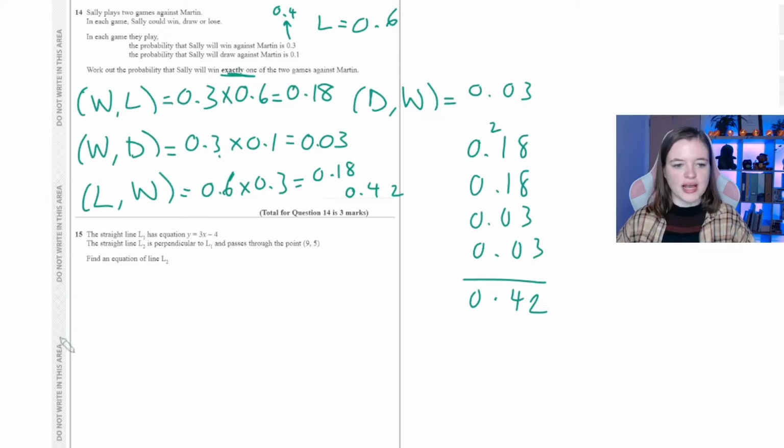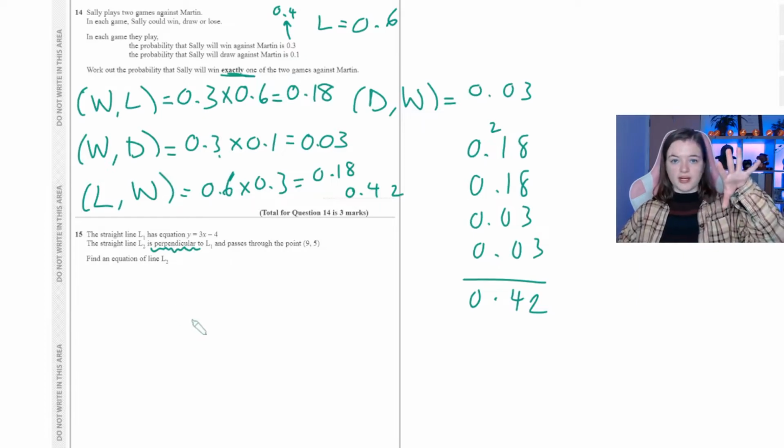Question 15. The straight line L1 has the equation y equals 3x minus 4. The straight line L2 is perpendicular to L1 and passes through the point (9, 5). Find an equation of line L2. Okie dokie then. The key thing to note is that perpendicular lines have negative reciprocal gradients. What that means is you take the gradient of one line, make it negative, flip it, and that's the gradient of the perpendicular line.